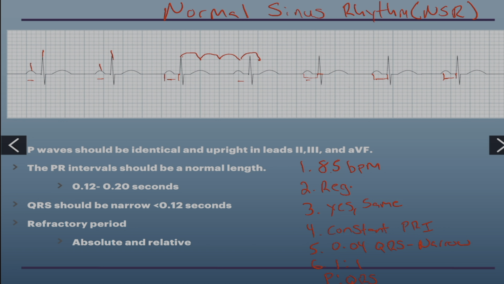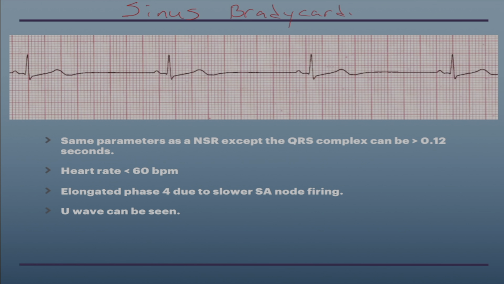Now that I've pulled all this information out of the EKG, I can look at the characteristics of a normal sinus rhythm and say, okay, I have a rhythm that's within a normal heart rate range. I have P waves that are identical and upright. I have a PR interval that is normal in length. I have a narrow QRS complex, and I have 1 P wave for every QRS complex. I have enough information to justify calling this a normal sinus rhythm.